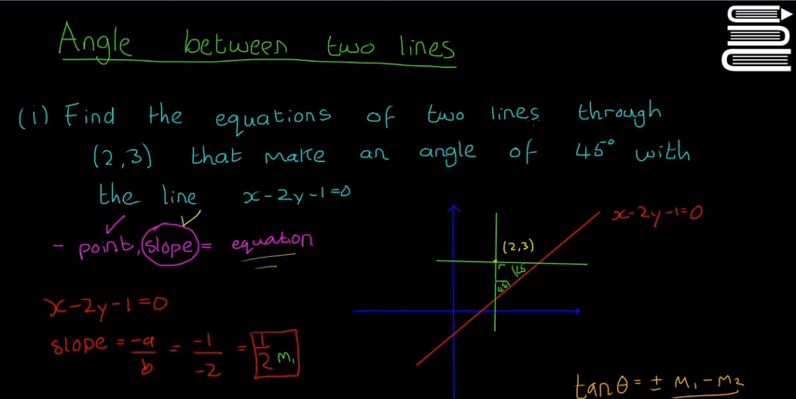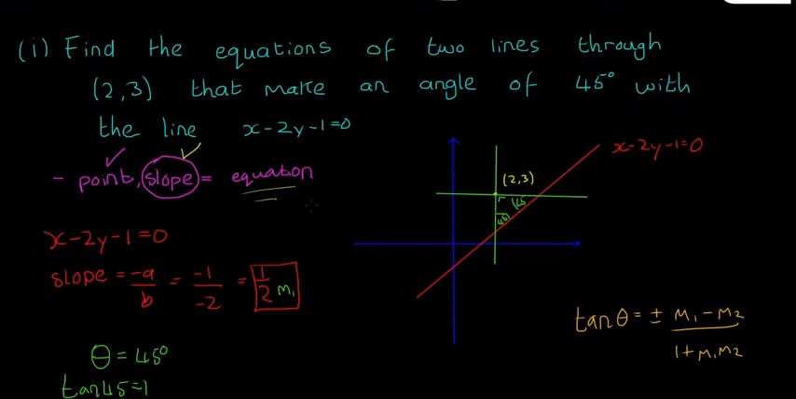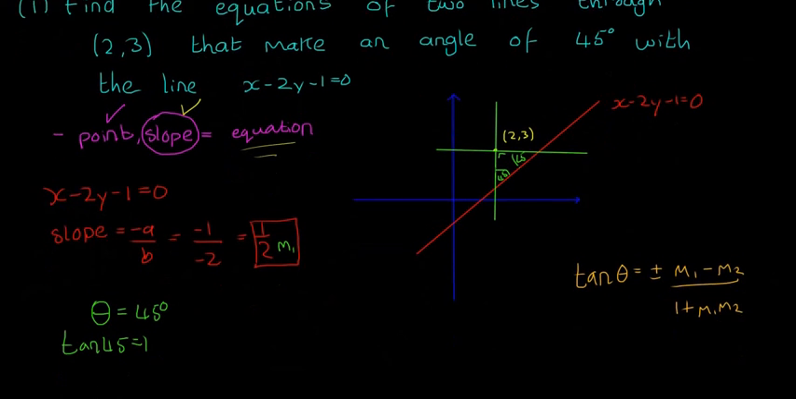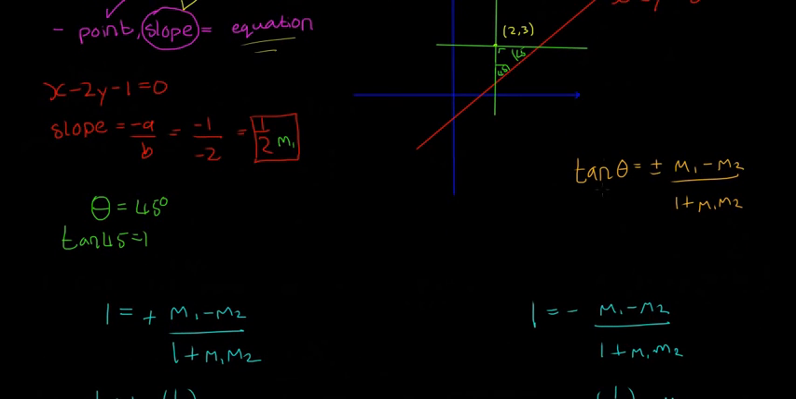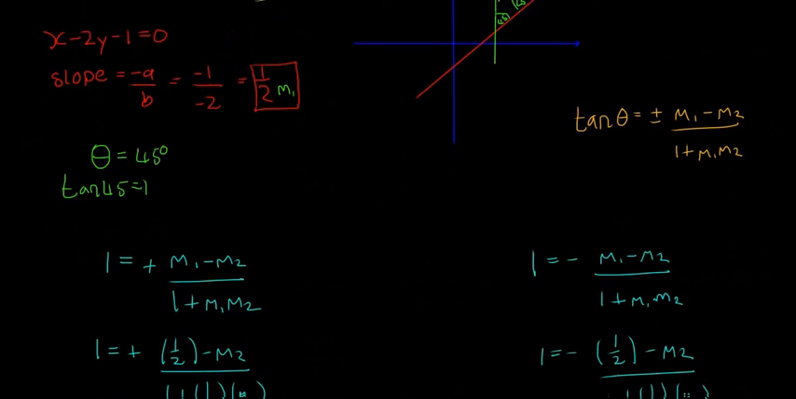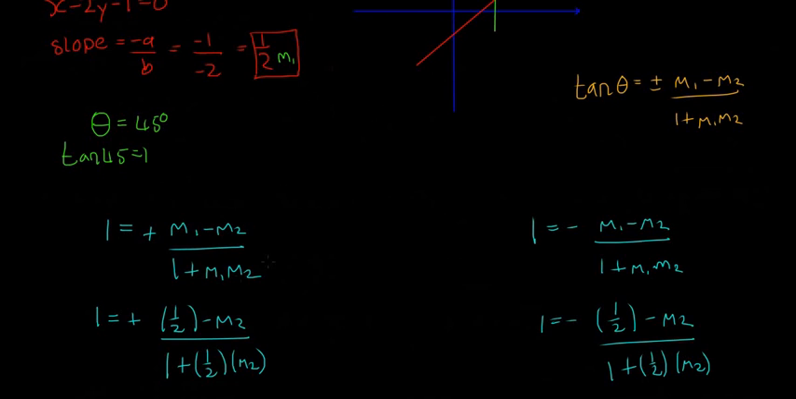So again, finding the equation of two lines through this point here that make an angle of 45 degrees with a line. You have a point, and you need to find the slopes of those two lines to find the equations. First you find the slope of your red line, your known line, which is, say, a half in this case, and you know that tan 45 is equal to 1. So you use your formula for the angle between two lines, and you're going to get two separate equations. One of them is going to be plus, one of them is going to be minus.